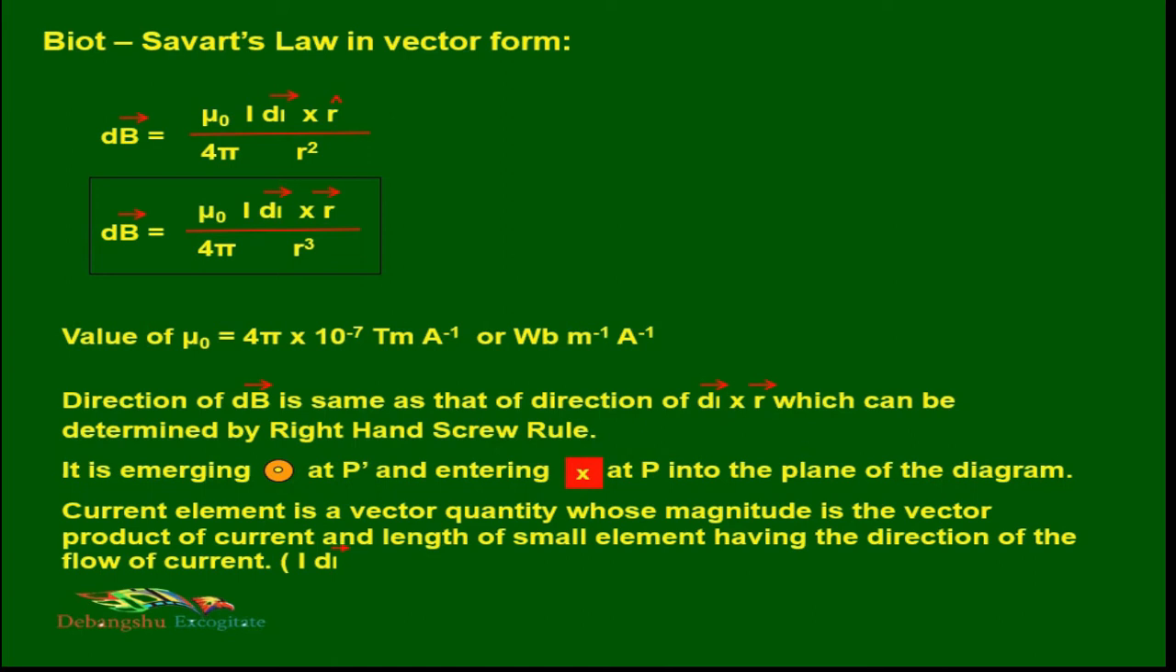Current element is a vector quantity whose magnitude is the product of the current and the length of a small element, having the direction of the flow of current, I dl. Magnetic field due to a straight wire carrying current.